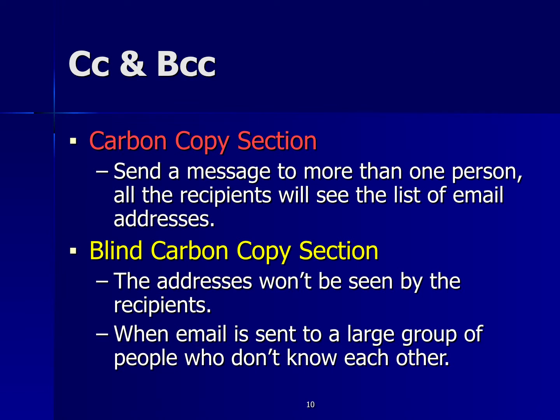Now the email consists of two major sections, that is CC and BCC. You might have experienced this if you have sent a mail to anyone. The first section is the carbon copy section. In this section, it sends messages to more than one person. All the recipients will see the list of email addresses. And the second part is the blind carbon copy section. In this section, the addressees won't be seen by the recipients. So when email is sent to a large group of people who don't know each other, we use the blind carbon copy section. One can easily see the difference between CC and BCC in this slide.